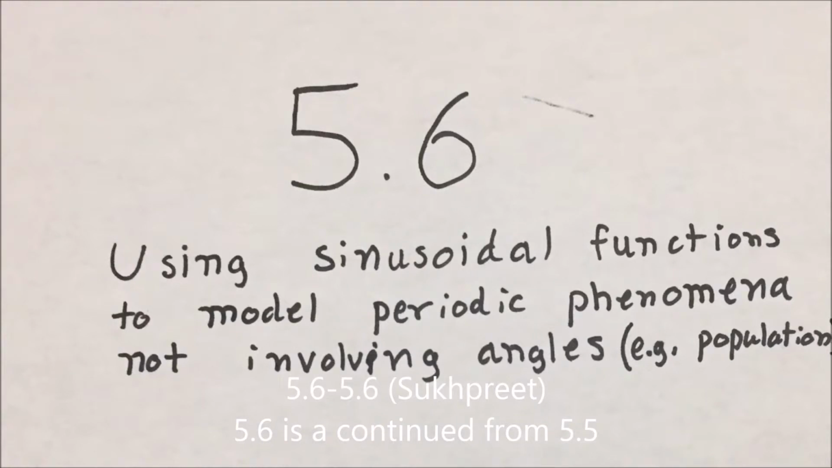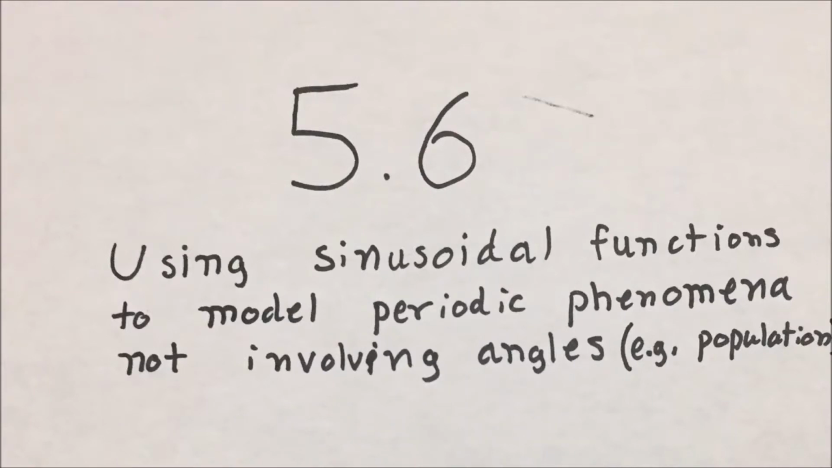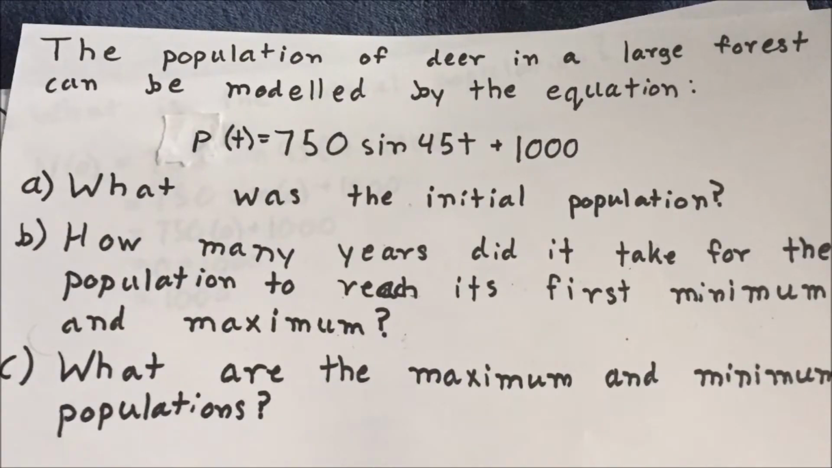Section 5.6 is basically a continuation of Section 5.5, so the learning goal is the same. The learning goal is to be able to solve real-life sinusoidal functions. The question we'll be looking at for this section is modeled by the equation P of t equals 750 sine 45t plus 1000. This equation represents the population of deer in a large forest.